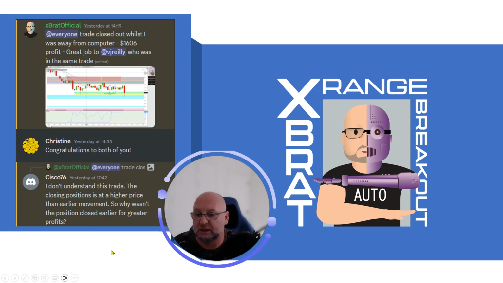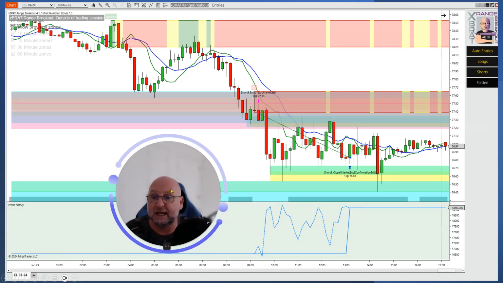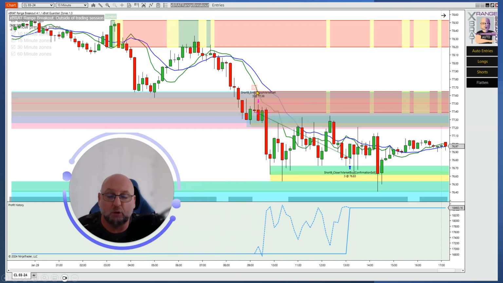So this is the actual trade yesterday. So it was the oil range breakout. We went short, and you can see at this point, this is when the profit was taken. So the question was, why didn't we take it down here? So we're going to go through each particular element of this.